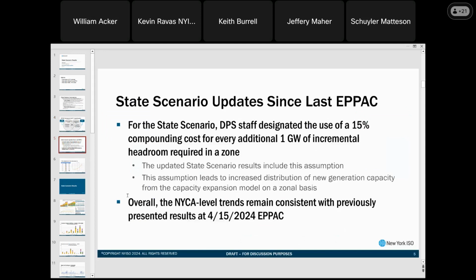As Skylar mentioned, and I'll just review that quickly, what has changed since the last EPAC is the assumption for headroom and the use of a 15% compounding cost for every additional 1 gigawatt of headroom that's added within each zone. The updated results include this assumption, and it leads to an increased distribution of generation capacity rather than a concentration in a single zone, which would be driven by the costs assumed in the supply curve analysis. So it's an assumption that was agreed upon here and impacts the results in a way that makes a little bit more sense. But overall, the NICA level trends that we presented back in April are consistent with what's going to be presented here today. So that's mostly a zonal level impact.